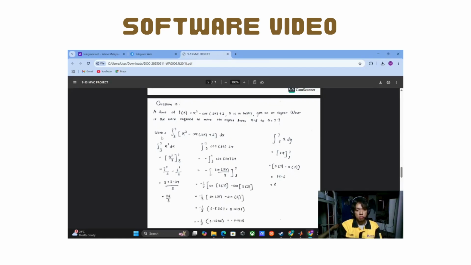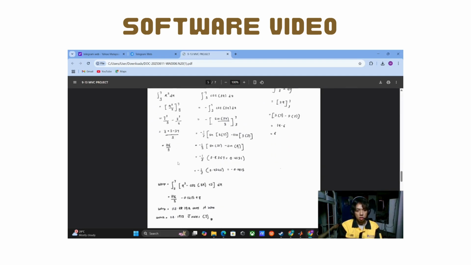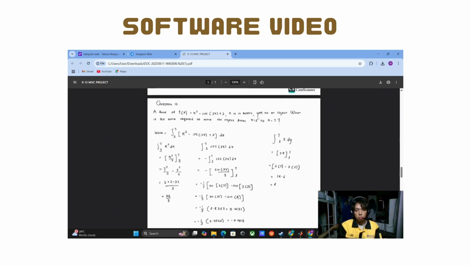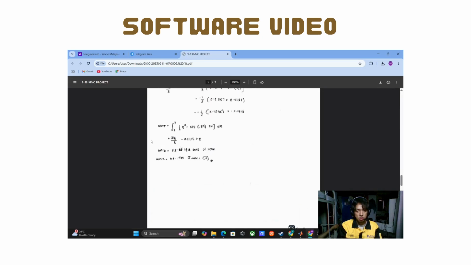Question 12. This is the manual calculation for question 12. Question 12 is about work done by a force. So we calculate the work done by the force. This is the formula for work, and over the interval x equals 3 to x equals 7, we can get the final answer here, 113.1918 joules.